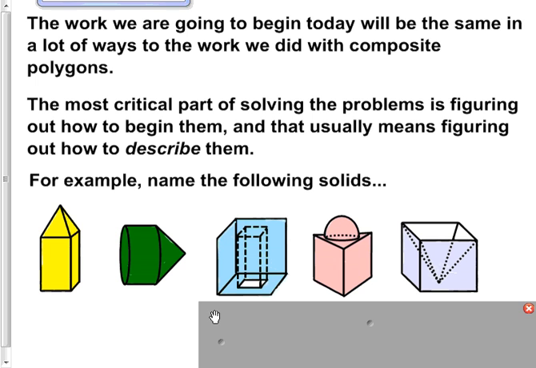So I think a good description for this one would be either a cube minus a rectangular prism, or possibly a large rectangular prism minus a smaller rectangular prism. One of those two things should be what you're writing down there.